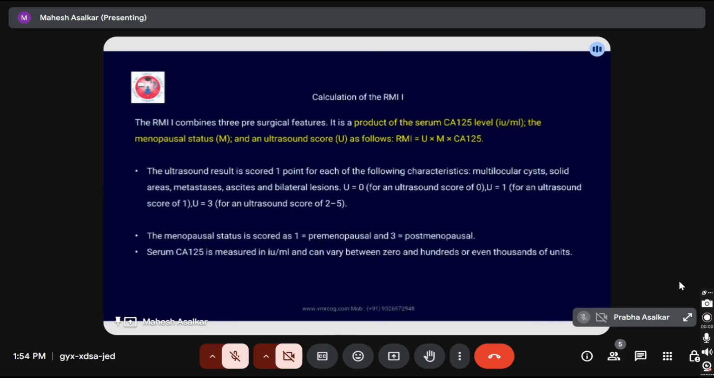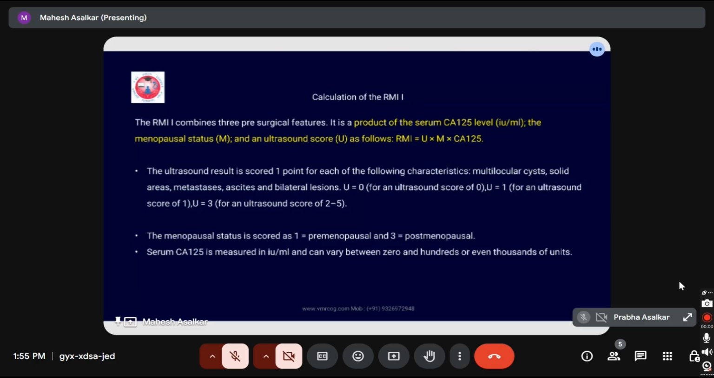Yes, sir. Okay, now let's see how to calculate the RMI1. The RMI1 combines three pre-surgical features. It is a product of serum CA125 level, which is measured in international units per ml, then menopausal status, and third is an ultrasound score. So it is a product, and you have to do the multiplication.